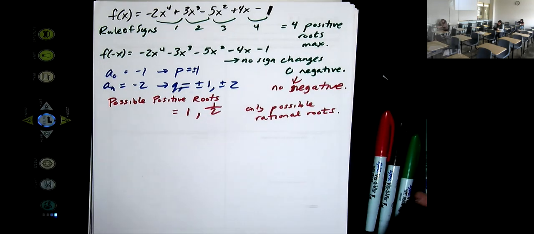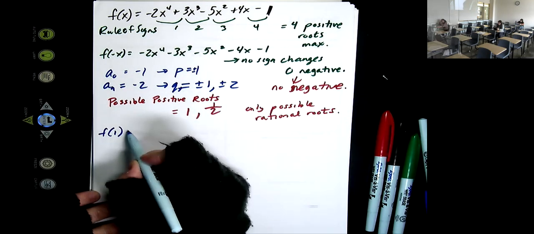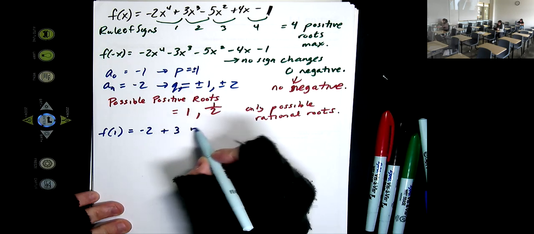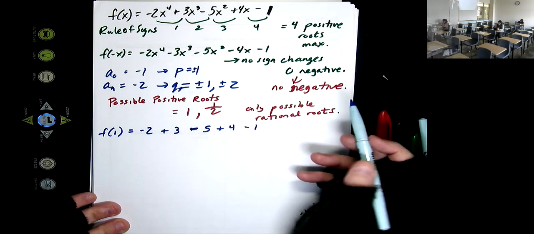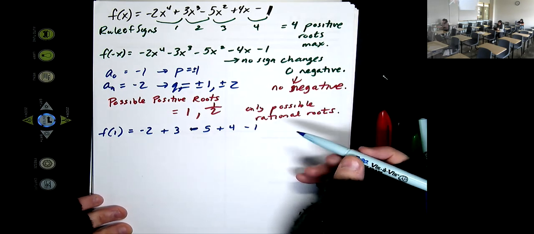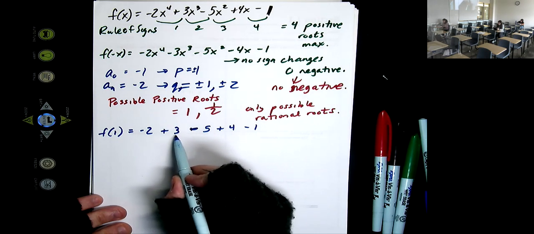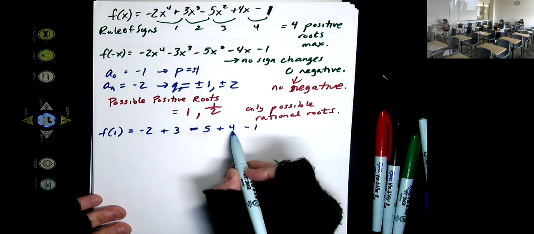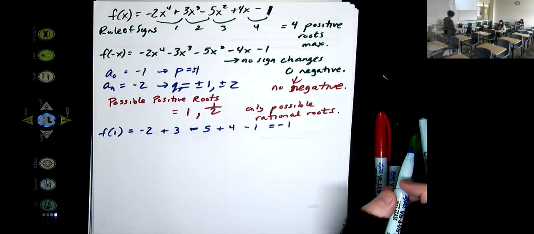Is f of 1 a root? F of 1 is the easiest one to check because I just drop all the x's in my starting thing and add them up. -2 plus 3 is 1. 1 minus 5 is -4. -4 plus 0 is 0. 0 minus 1 is -1. F of 1 is not one of the roots.